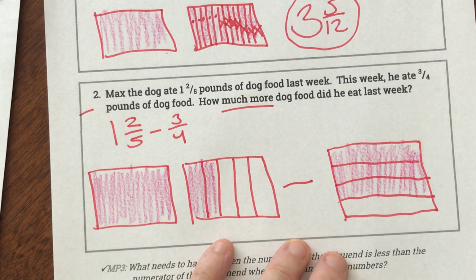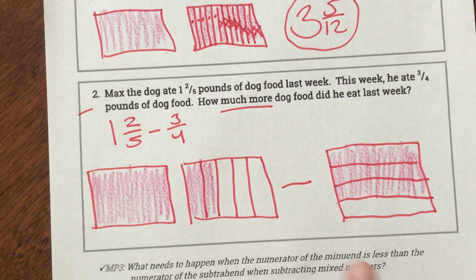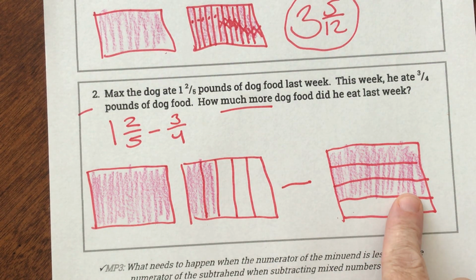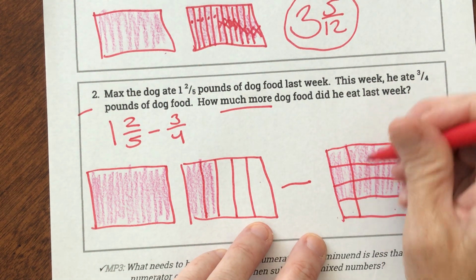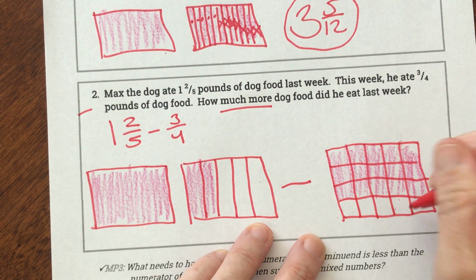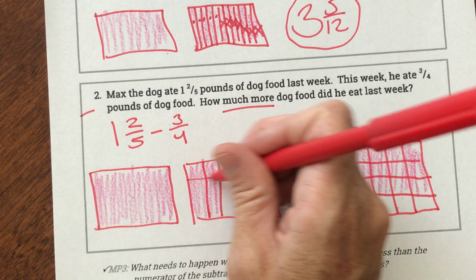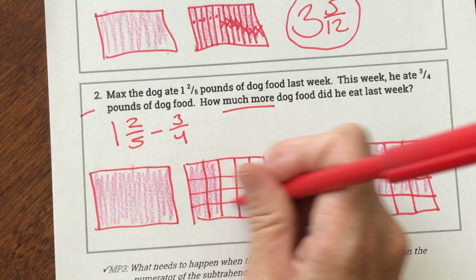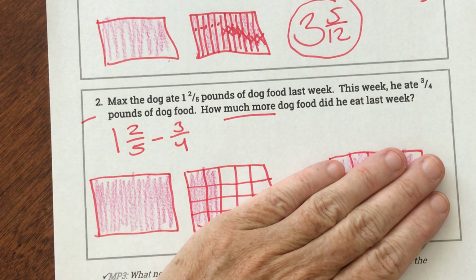Okay, so that was step 1. Step 2 is let's make them match. So this one doesn't have any vertical lines. So I have 1, 2, 3, 4 vertical lines. 1, 2, 3, 4. And this one's missing the 1, 2, 3 horizontal lines. So 1, 2, 3.